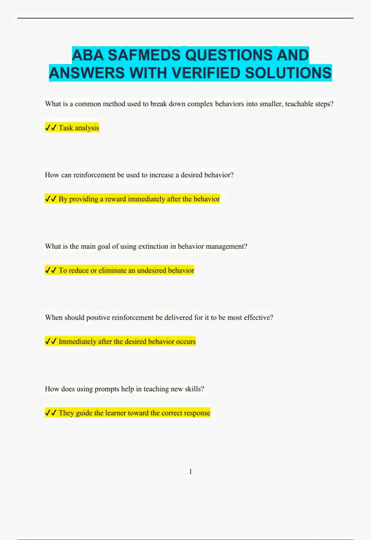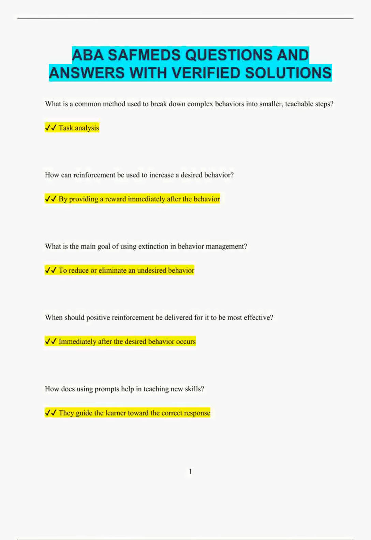What is a common method used to break down complex behaviors into smaller, teachable steps? Task analysis. How can reinforcement be used to increase a desired behavior? By providing a reward immediately after the behavior. What is the main goal of using extinction in behavior management? To reduce or eliminate an undesired behavior.